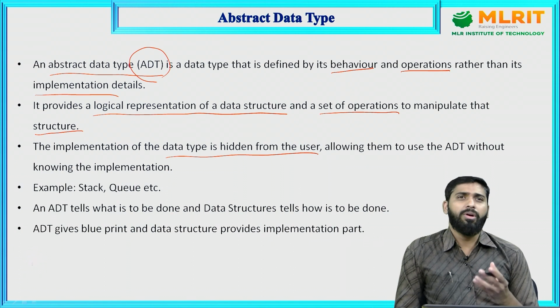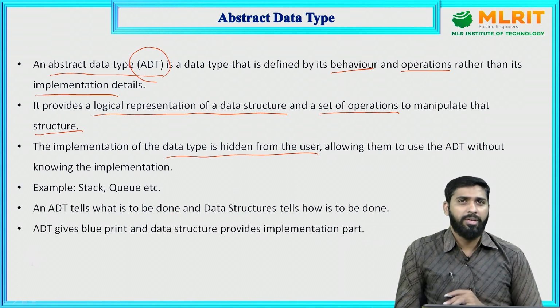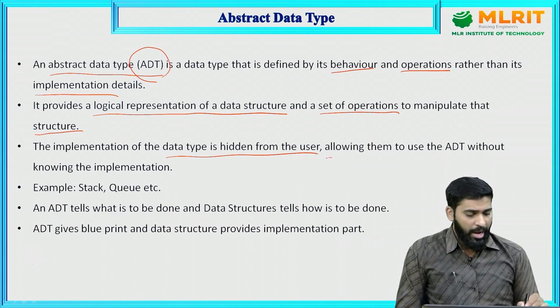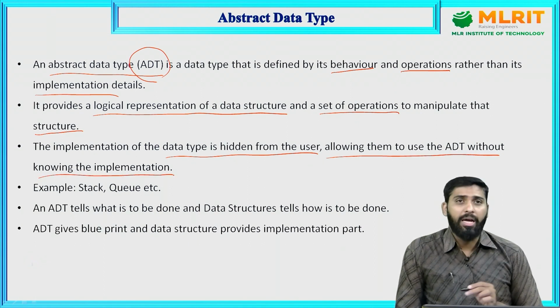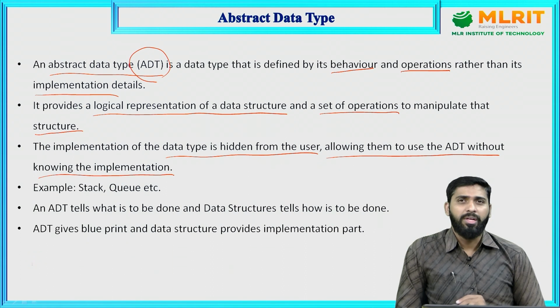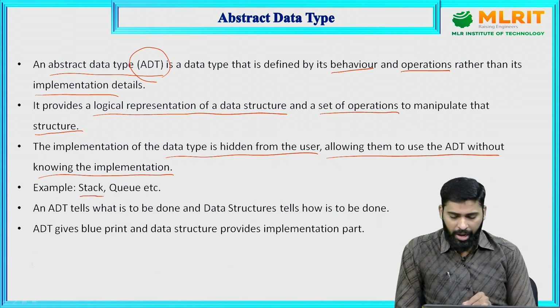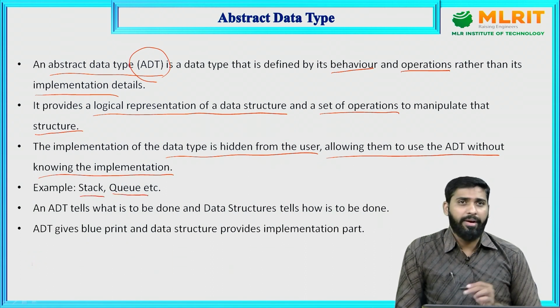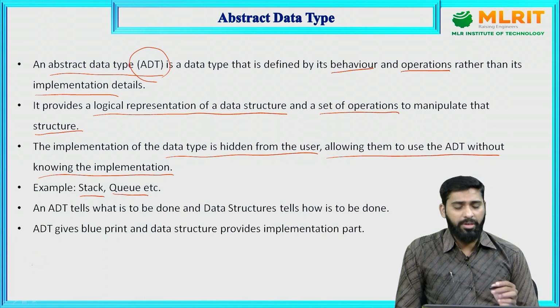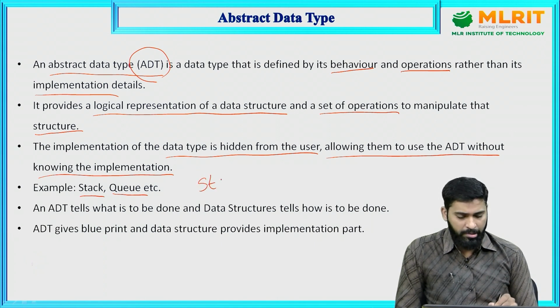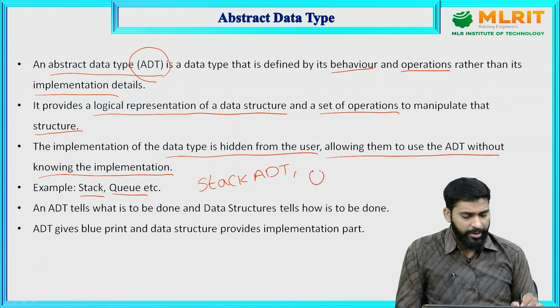You are going to hide the implementation of this data type, allowing them to use the ADT without knowing the implementation. For example, stack and queue. These are the data structures we are going to define as stack ADT and queue ADT.